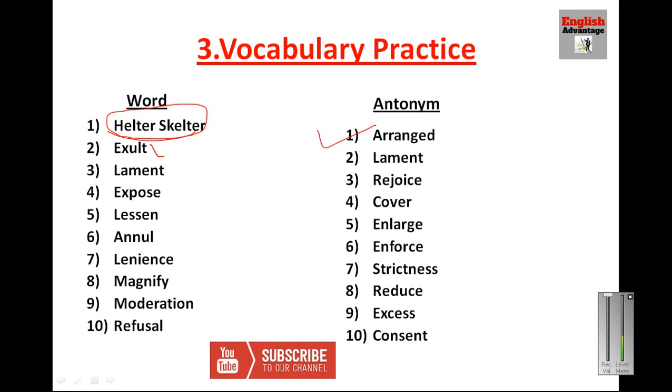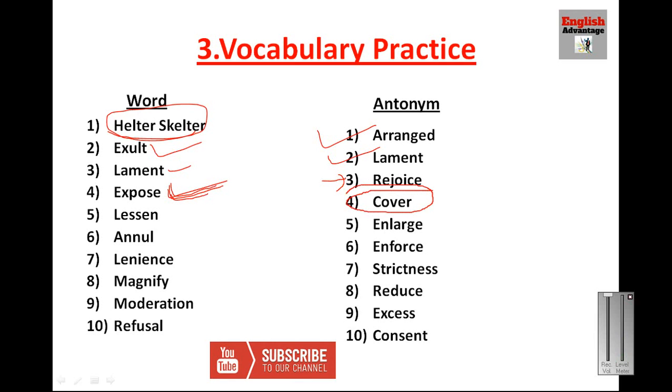Exult means to be very happy. Lament means to be very sad. Lament, to be very sad. Again, this will be the antonym of this. Rejoice, to be very happy. Expose means to reveal something, to open the secret, to disclose the secret of something. Expose. At the same time, if you cover it, you are not exposing it.